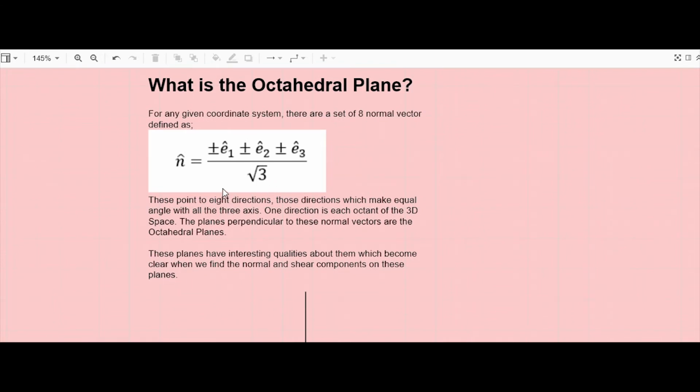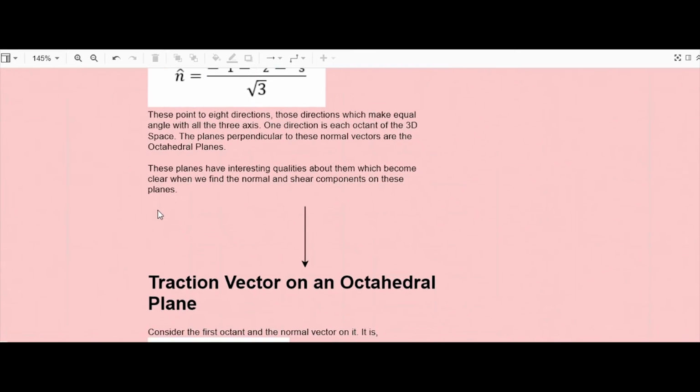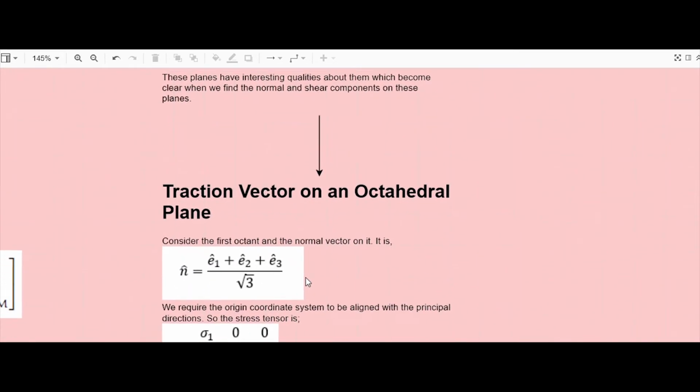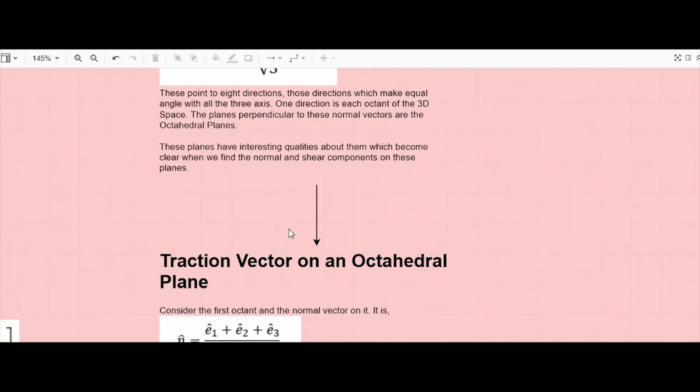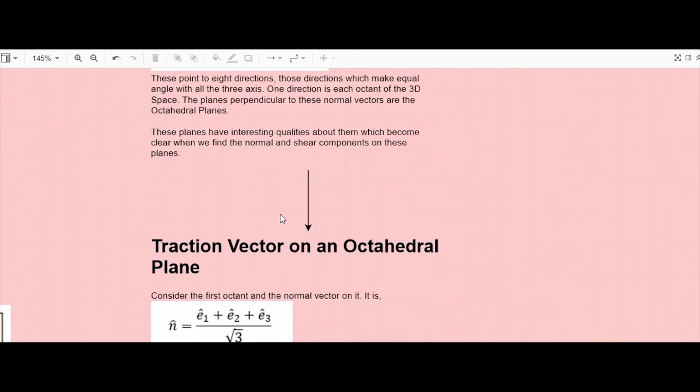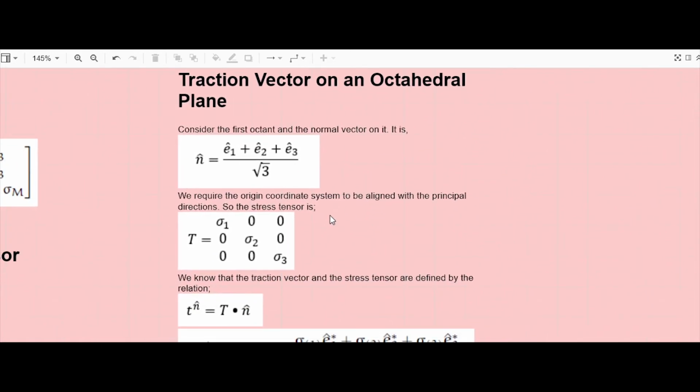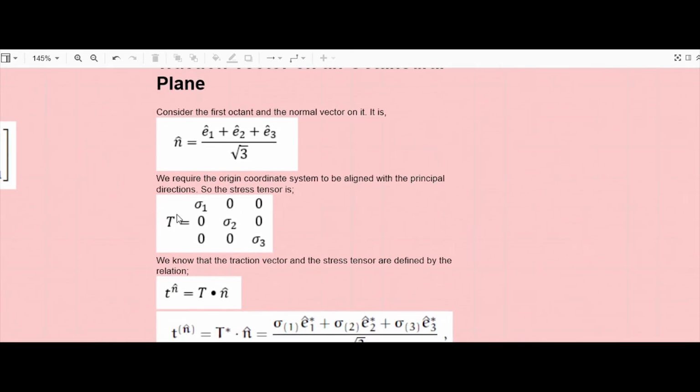So let's find the stress tensor on this new configuration. We do have a prior condition. The original configuration or the original coordinate axis should be aligned with the principal stresses. So the stress tensor prior to the transformation is this.